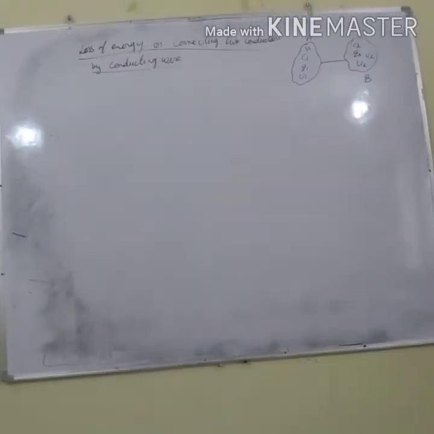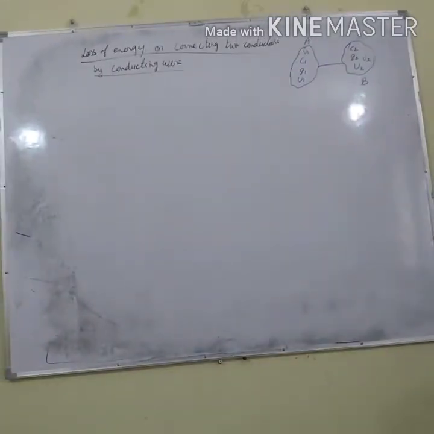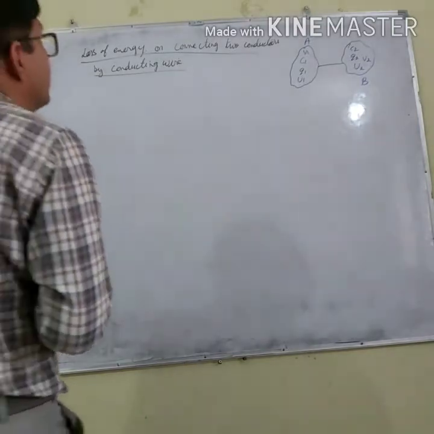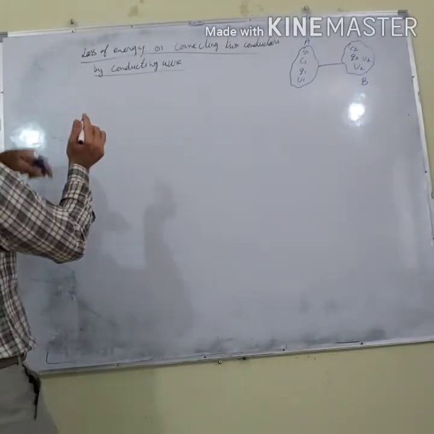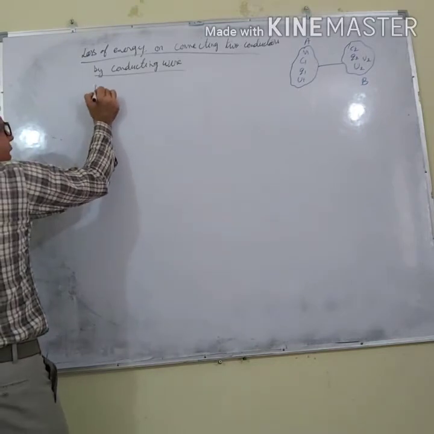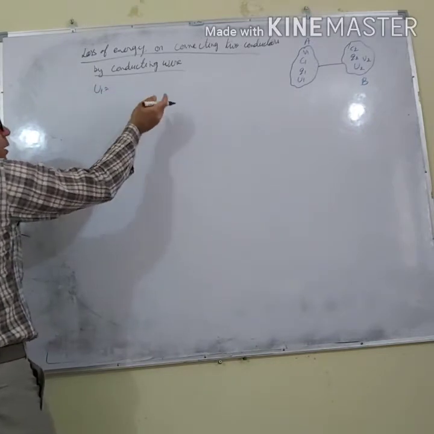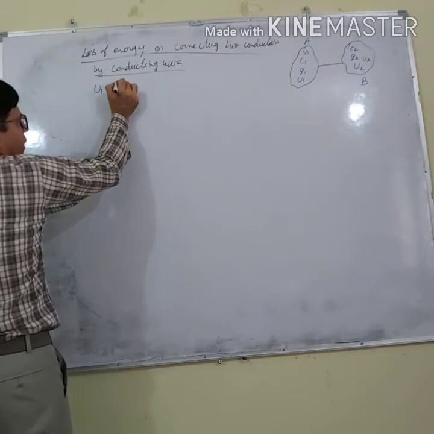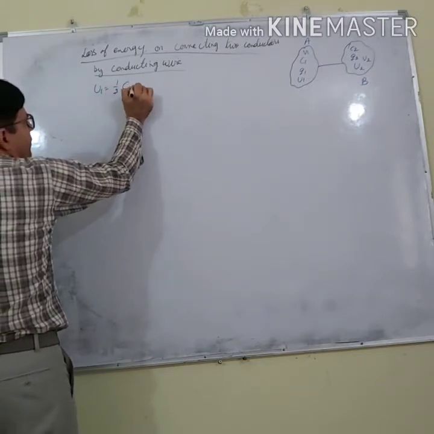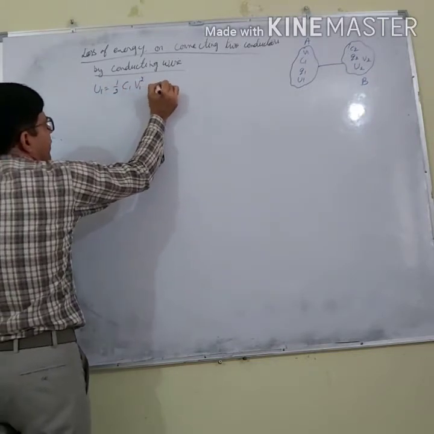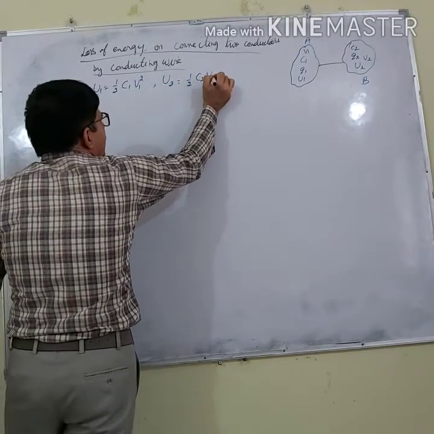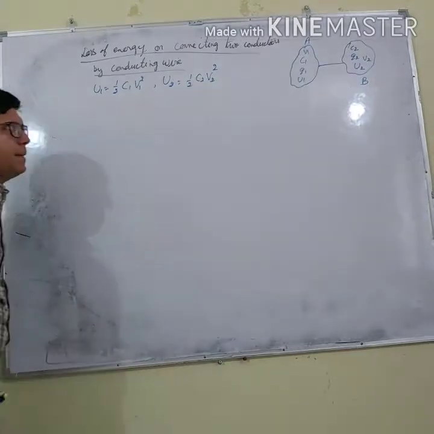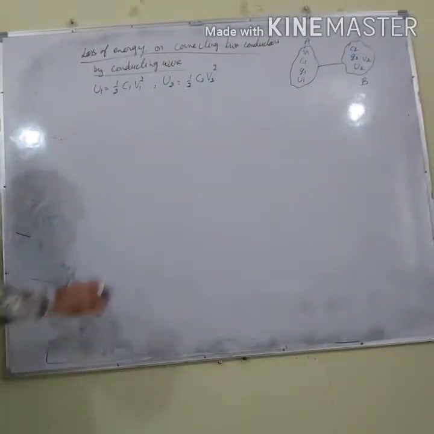We can say that there is loss of energy if the initial energy is more than the final energy. So let's check it out. If U1 is the potential energy before joining, so what is U1? Half C1 V1 square. And what is U2? Half C2 V2 square. Okay?